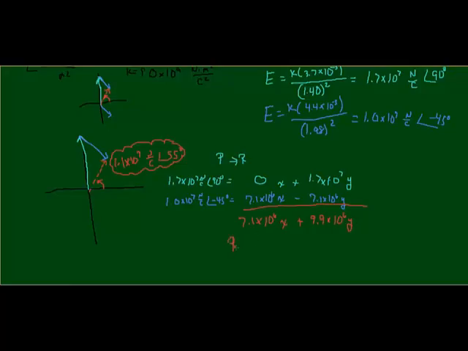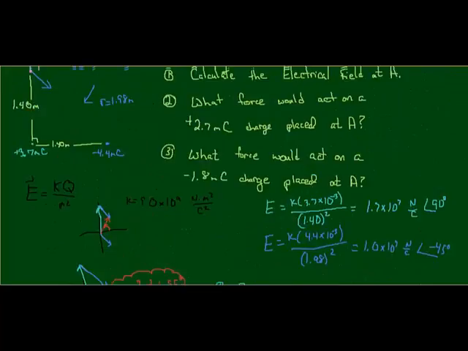This is now rectangular. We're going to change the rectangular to polar radius and the rectangular to polar theta, and we end up with 1.2 times 10 to the 7th newtons per coulomb at an angle of 54 degrees. All right, that is your resulting electric field. So that's the answer to part A. It's a vector. 1.2 times 10 to the 7th newtons per coulomb. So that answers part A.